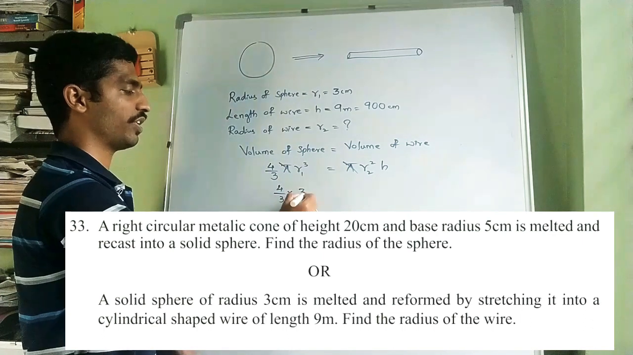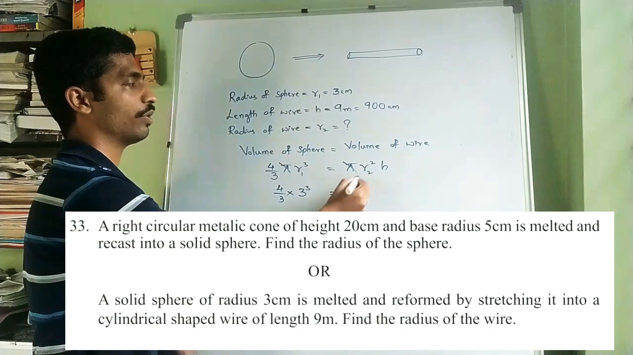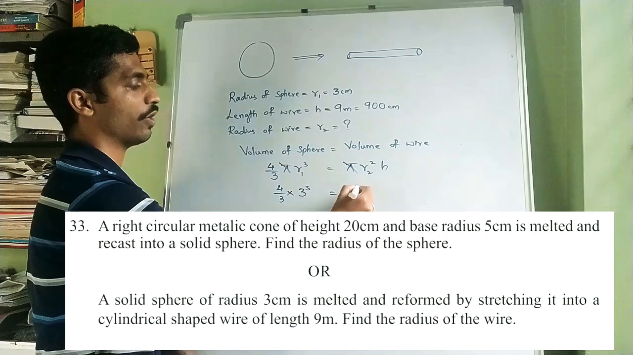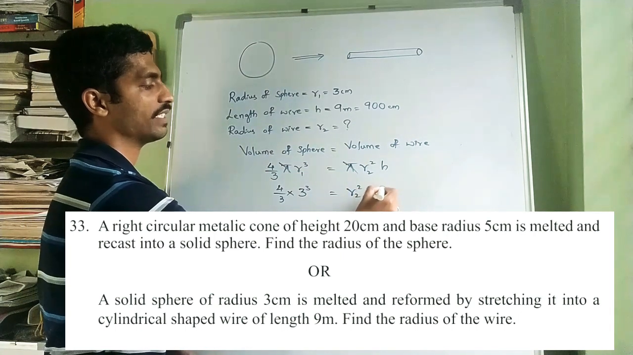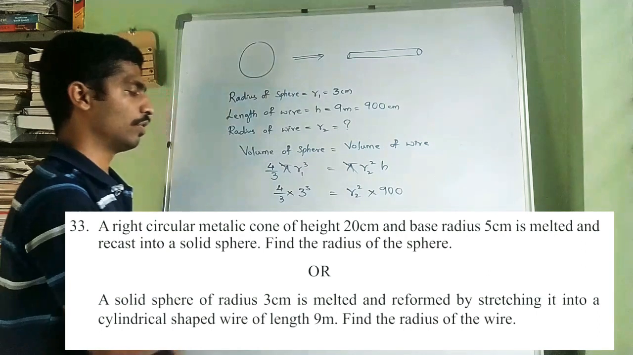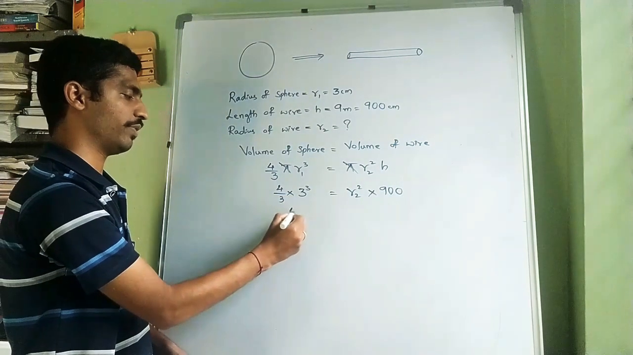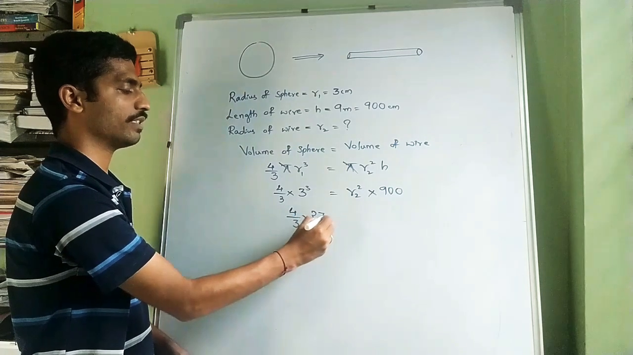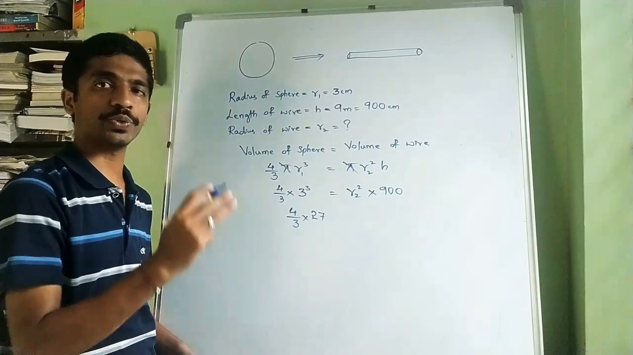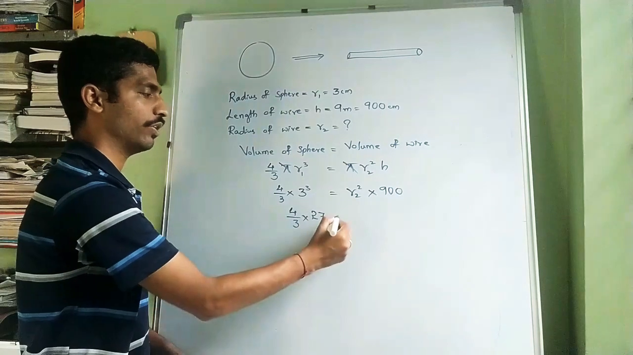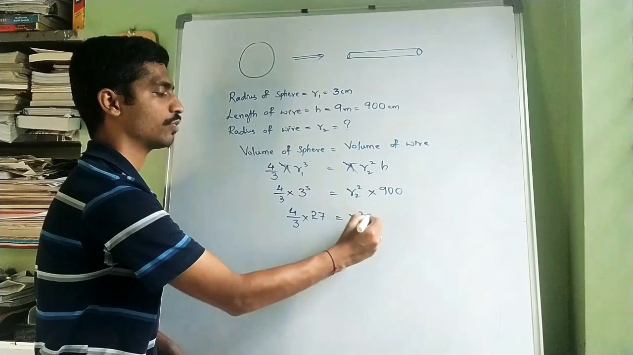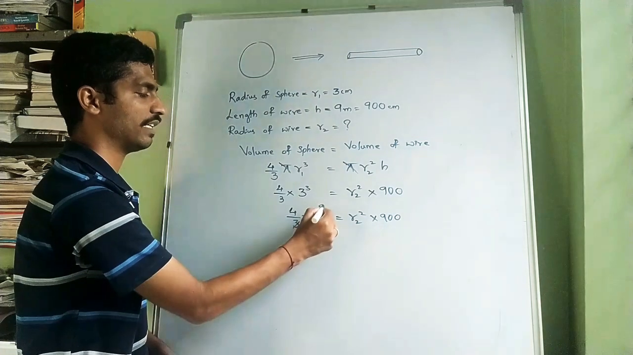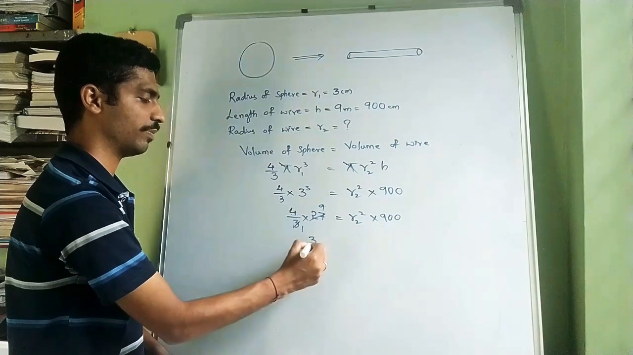r1 cube means 3 cube equal to r2 square. So r2 square, we don't know r2, we have to find that one only, into h is 900. So it will be 4 by 3 into 3 cube is 27. 3 cube, 3 into 3 into 3, that will be 27 r2 square into 900. So 3 ones are 3, 9s are 27, 4 nines are 36.